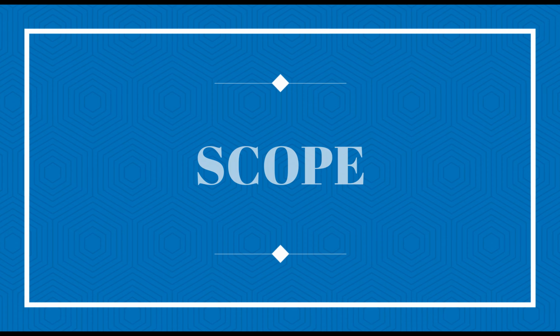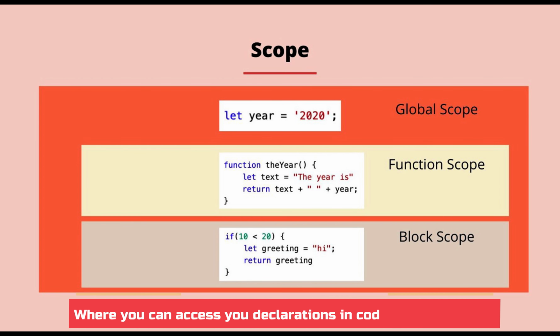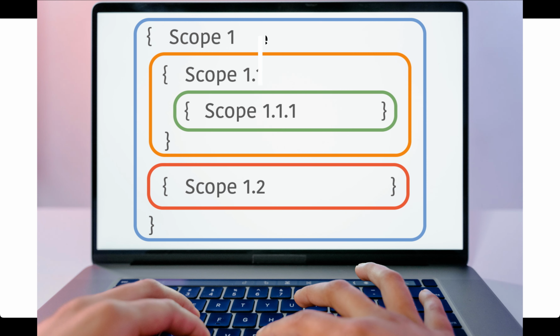So the first concept that we're going to discuss is scoping in JavaScript. So first of all, what does scope mean? In short, where you can access your declaration in code is called scope. So we basically have three kinds of scopes here. One is the global scope, second is the function scope, and third is local scopes.